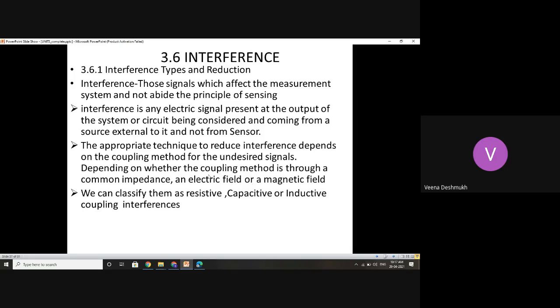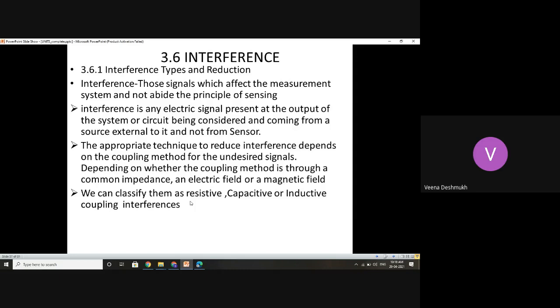If the coupling is through a capacitor, then an additional electric field may be generated, which may cause interference signals. Similarly, if you have inductively coupled sources, that could generate an additional magnetic field, which is noise. So the interference can be classified as resistive, capacitive or inductive due to the coupling devices.